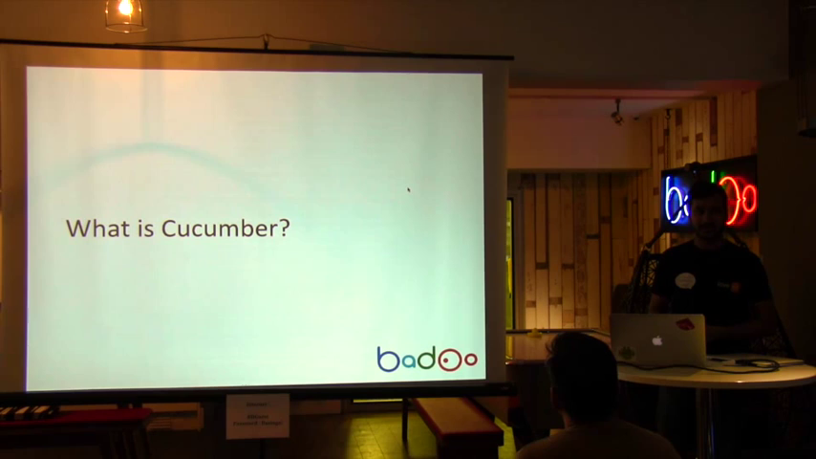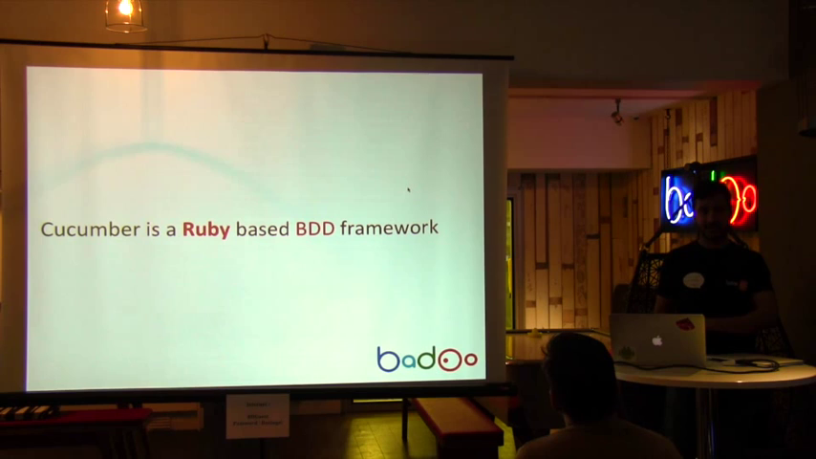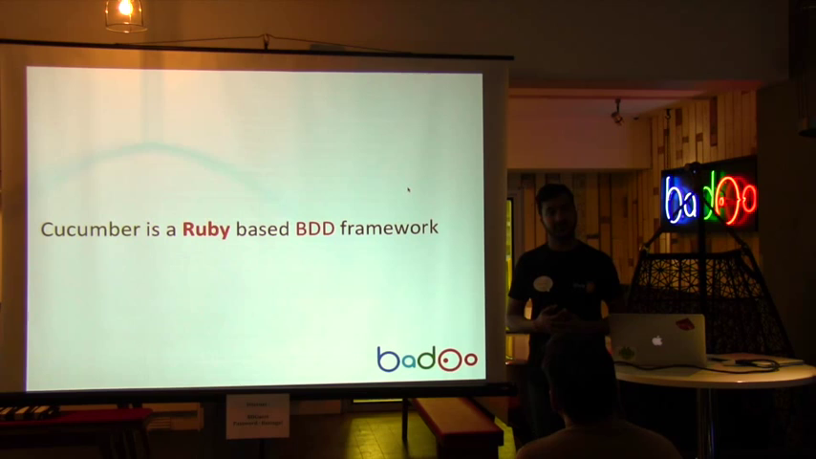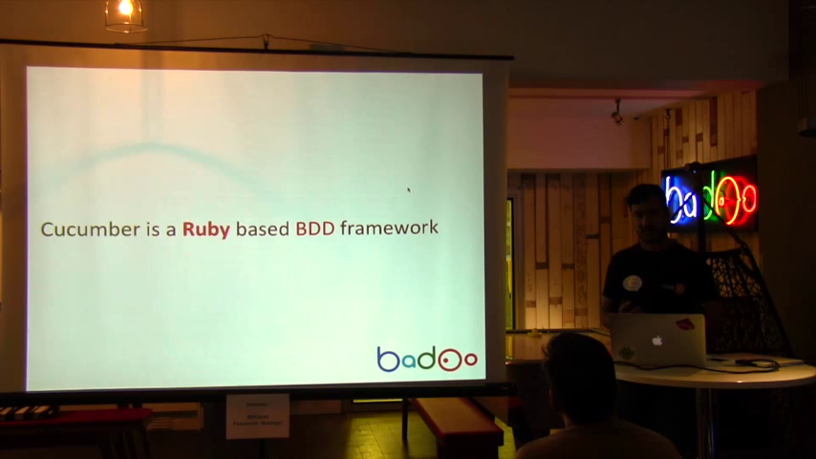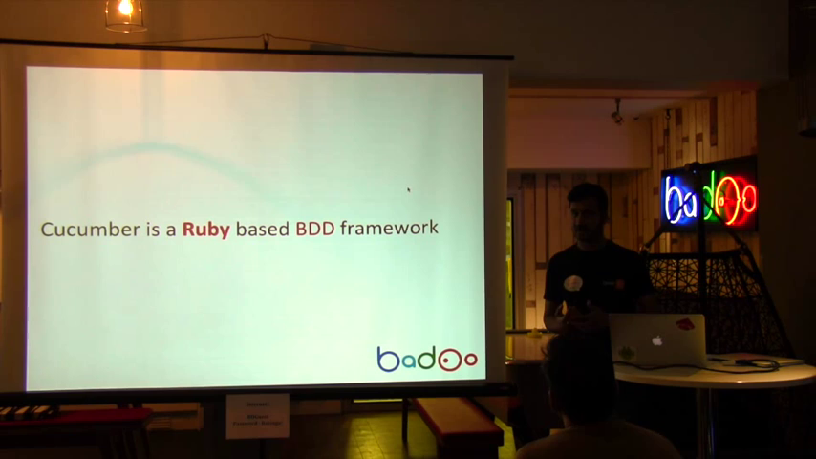It's a Gherkin language. Cucumber is a Ruby-based BDD framework which supports the BDD style of working. BDD stands for behavior-driven development. It's almost similar to test-driven development but inherited from TDD. What BDD says is that you drive the application development based on the behavior of the application. If you want to develop a particular feature, you first define how you want the application to behave, and you develop the things one after the other.